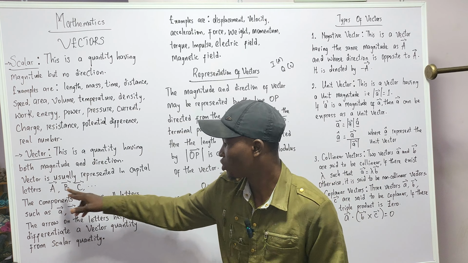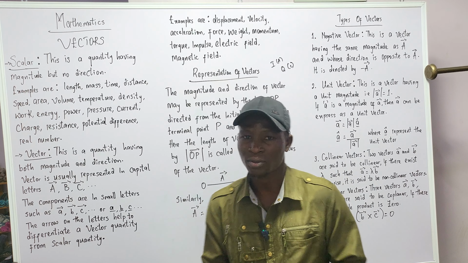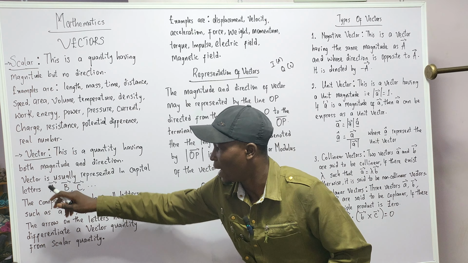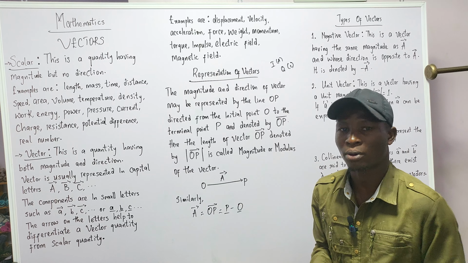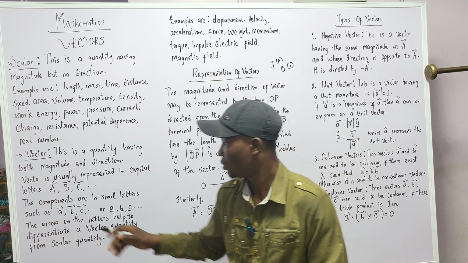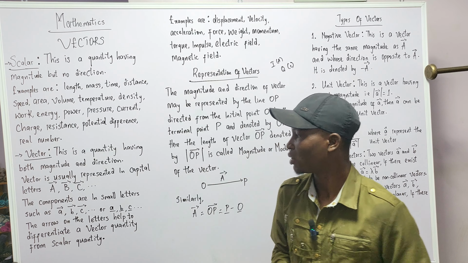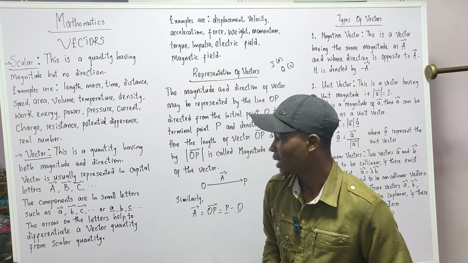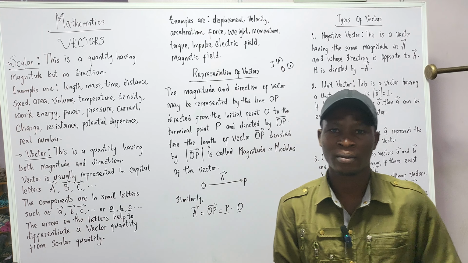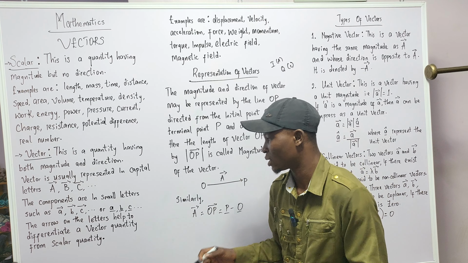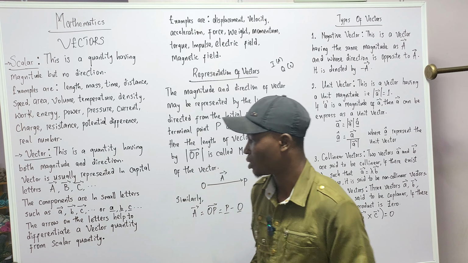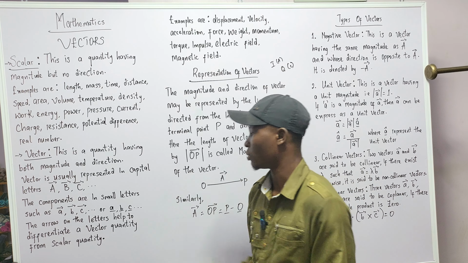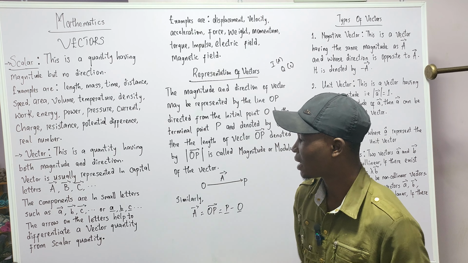A vector is usually represented in capital letters. When you see a letter with an arrow on top, it is a vector. Vectors are usually represented in capital letters. Then the components are in small letters, such as these. These are the components of the vectors, and they are represented in small letters.